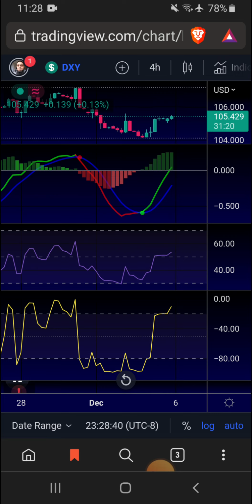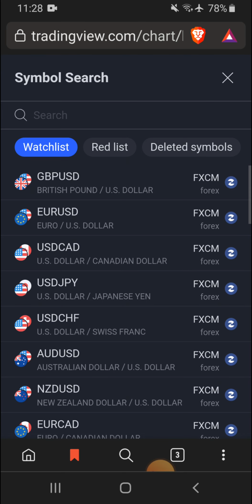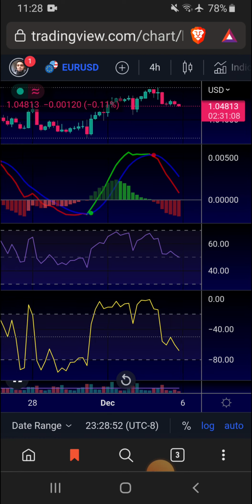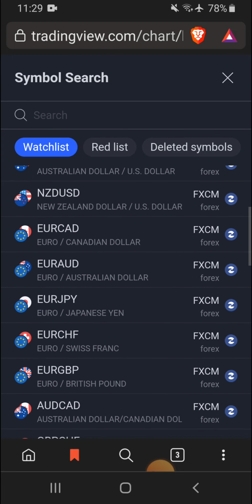Anyway, so that was a trade I closed. I'm still on the Euro USD short. Probably I'll close that sometime today, later on. So let's just talk about the trades. Let's talk about where we were a couple days ago.